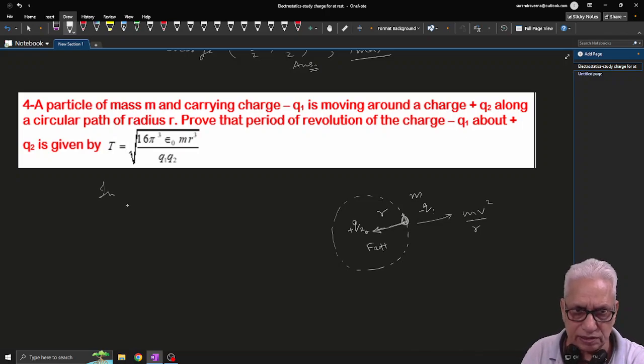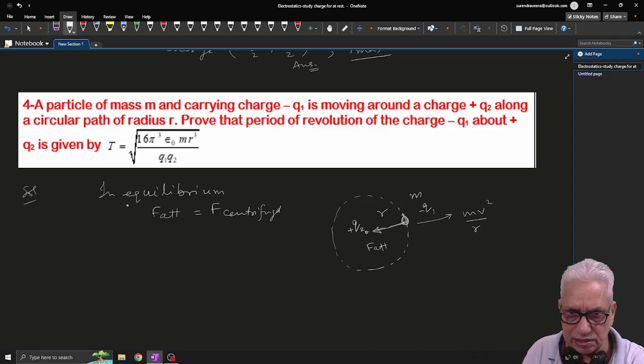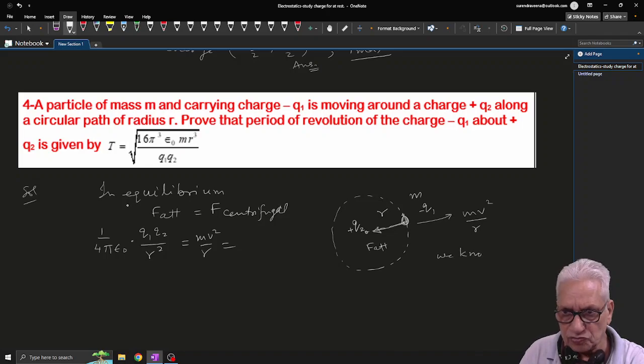In equilibrium condition, both the forces must be equal and opposite, that is attraction force and the centrifugal force. Centrifugal force is acting outward, attraction is acting inside. If they are equal, then attraction force can be written as k, that is 1 by 4 pi epsilon naught, q1 q2 upon r square. This is equal to mv square upon r. We know v is equal to r omega, where v is called linear velocity and omega is angular velocity.